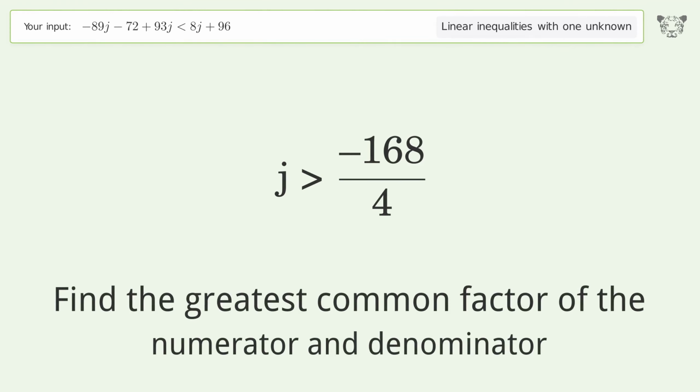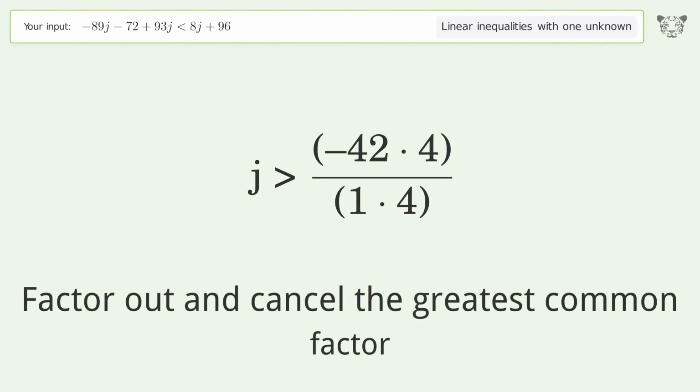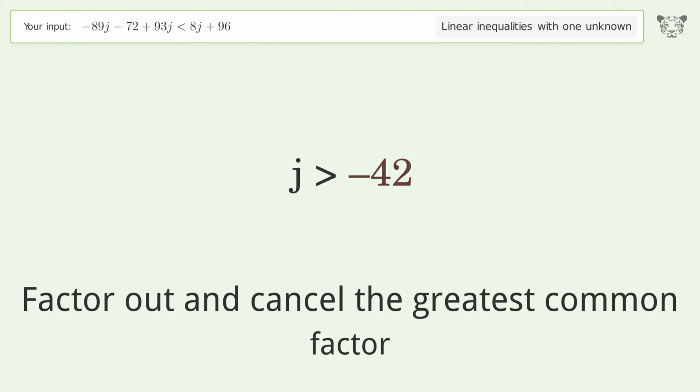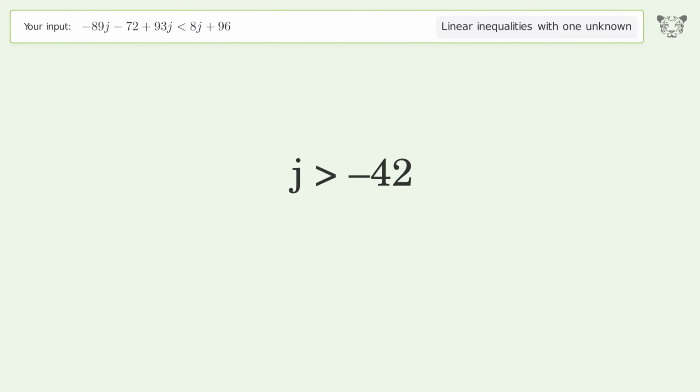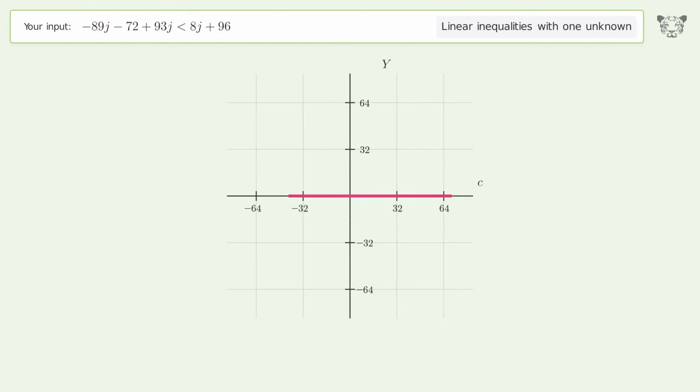Find the greatest common factor of the numerator and denominator. Factor out and cancel the greatest common factor. Plot the solution on a coordinate grid. And so the final result is j greater than -42.